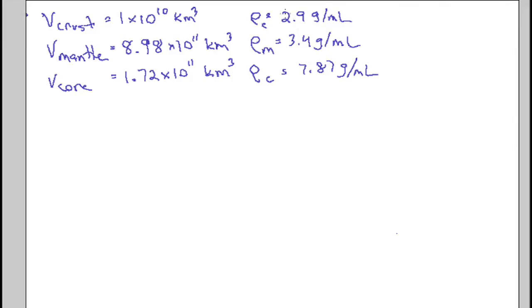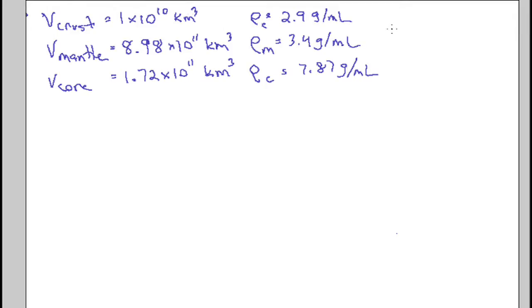When the Earth was formed, these layers were all molten and allowed to separate out due to density differences. So the crust is substantially less dense than the mantle, and then almost an order of magnitude less dense than the core. So we've got this information, and we've got our lab data in grams per milliliter. We need to get milliliters into dimensions of cubic kilometers.